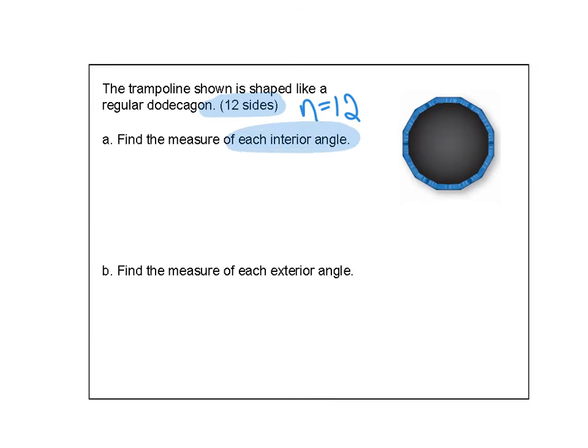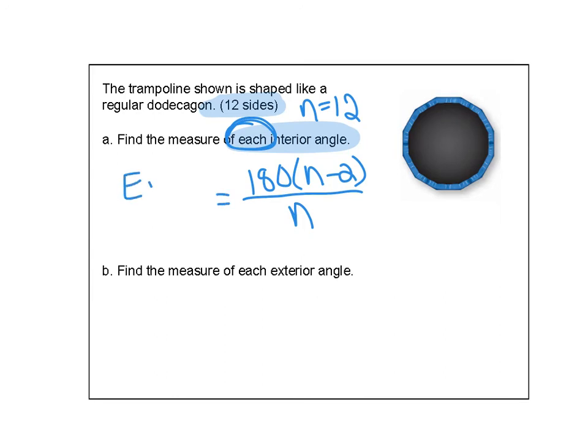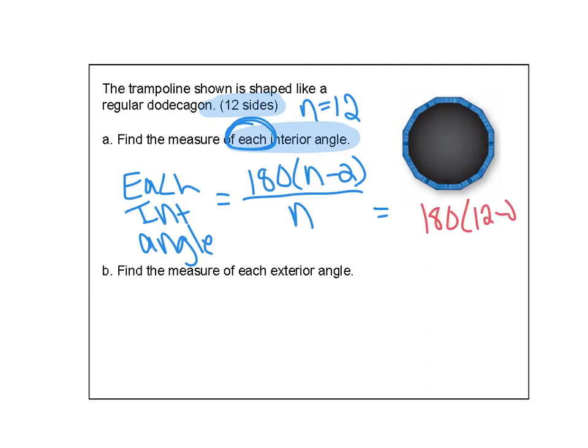Okay, so let's think back. If we have interior angles, that means we have to find the sum of all of them. That's our 180 times n minus 2. But since it's asking about each of them, that means we have to divide by the number of sides. So now I know that each interior angle, okay, I know that n equals 12 because it's a dodecagon. It says it has 12 sides. So I'm going to say 180 times 12 minus 2, divided by how many sides did it have? It had 12.